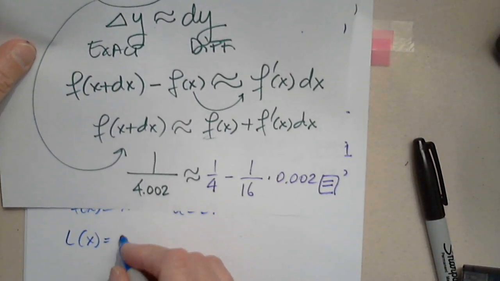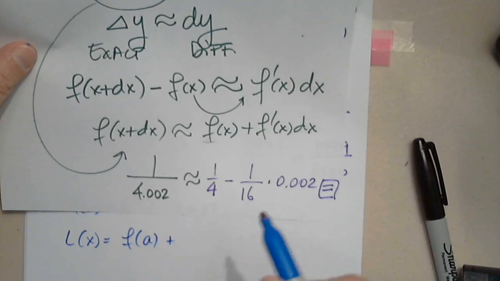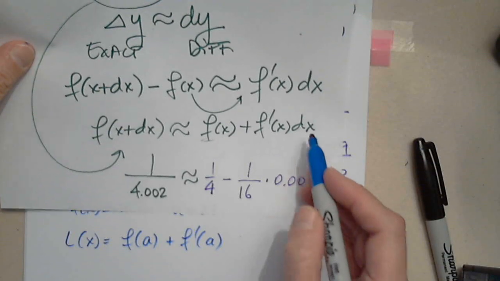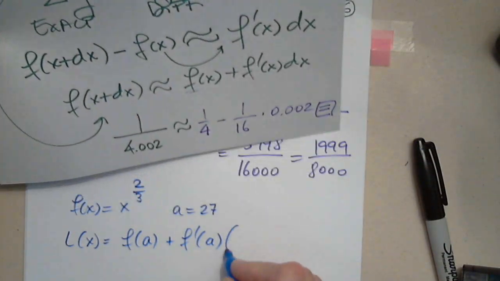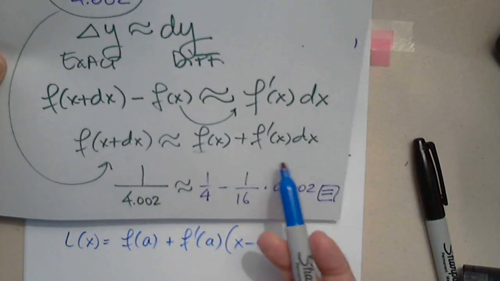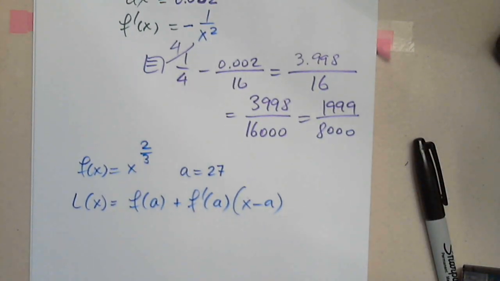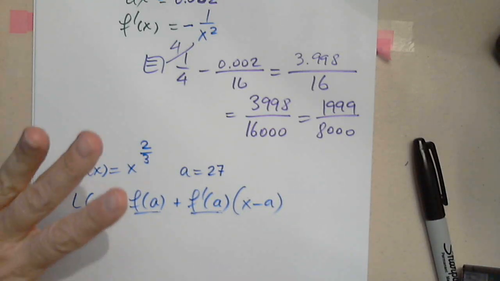So it's f of a plus f prime of a times the difference between x and a. Still the same thing, dx. So I have to determine f of a. I have to determine f prime of a, and then put all pieces together. What does this say?